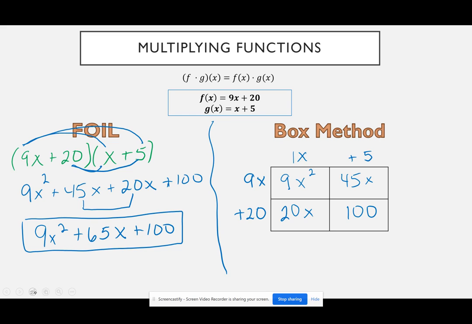And then if you remember, we have to, again, combine like terms. So to combine like terms in the box, normally it's on the diagonal. Just be careful. Make sure that they are like terms. Sometimes you may be missing a term. Just make sure they are the same. So with our like terms, we add. So in this case, 9x squared has nobody to add with. 20x and 45x give us our 65x. And our 100 has nothing to go with, so we keep 100, and that ends up being our answer.